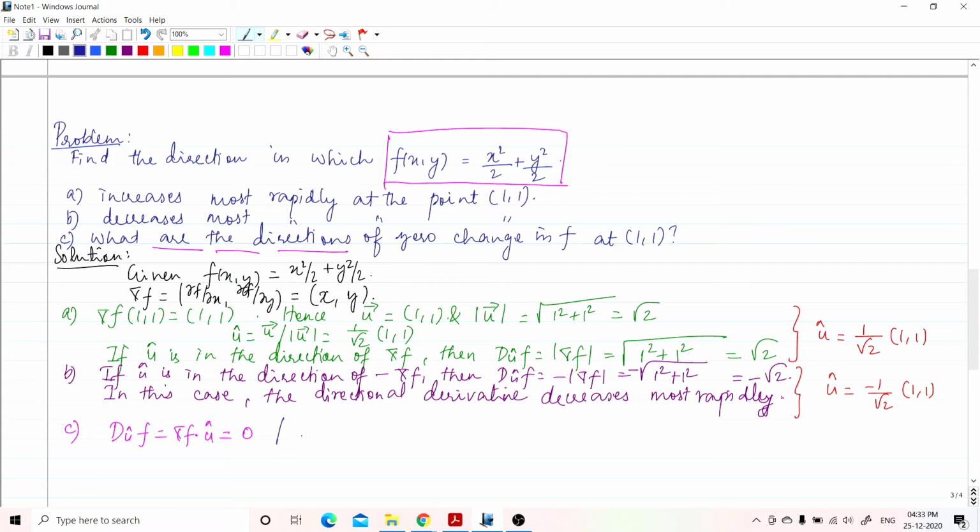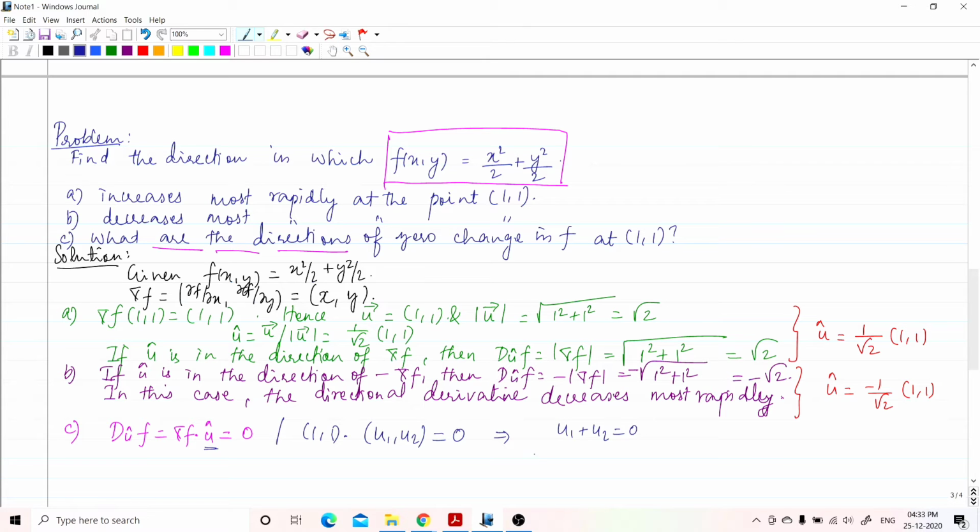For your understanding, your del f is (1, 1), and you will have to identify a vector u cap. That is (u1, u2), and it has to be a unit vector. When you take the product, it should be 0. Which means your u1 plus u2 should be 0. Am I right?